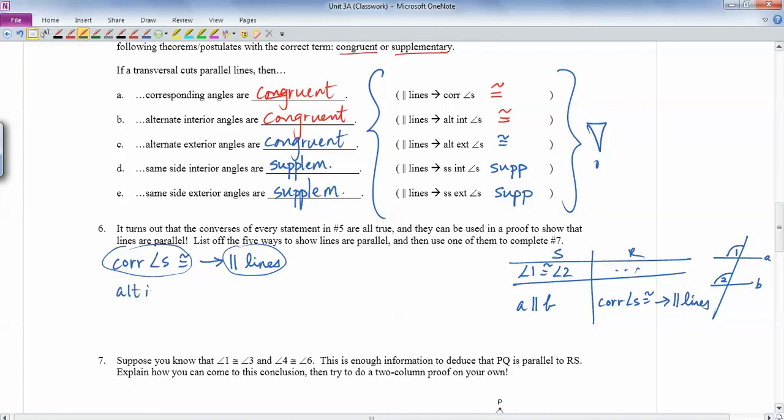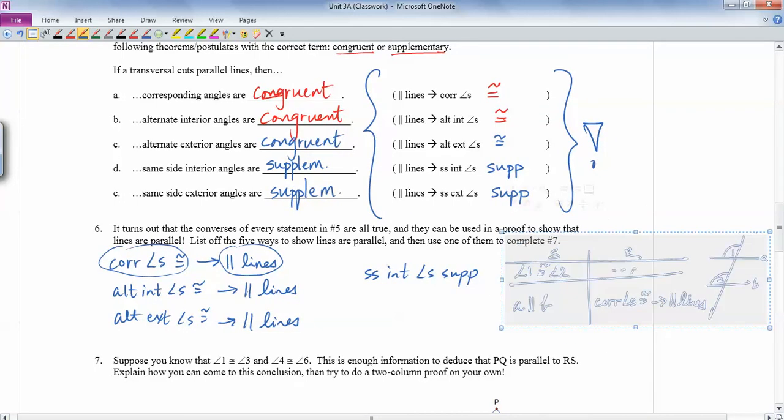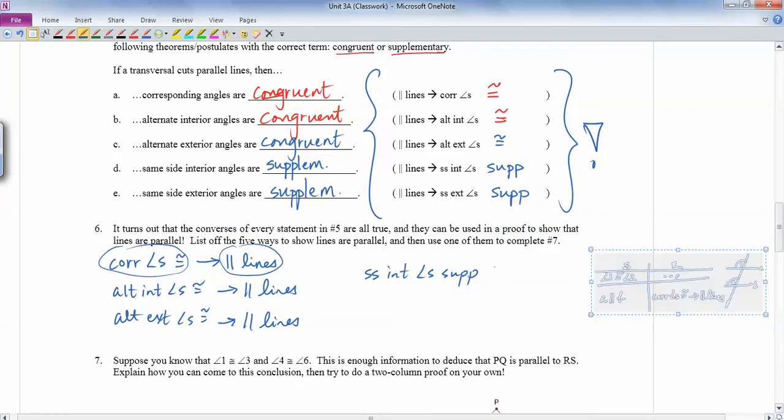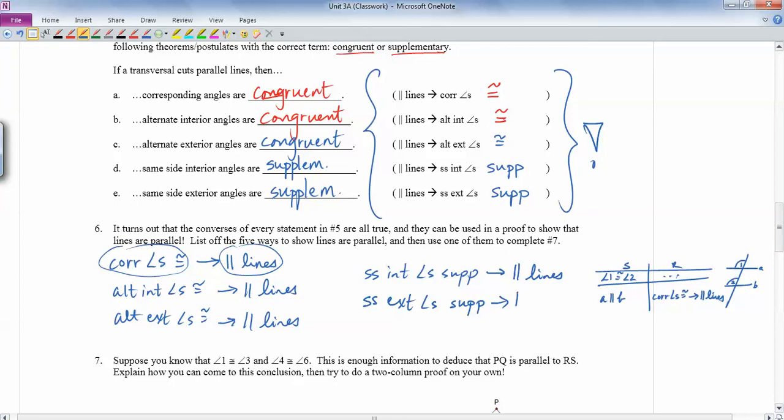Alternate interior angles that are congruent will give you parallel lines. Alternate exterior angles that are congruent give you parallel lines. And then there are the 2 more: same side interior angles that are supplementary give you parallel lines. And same side exterior angles that are supplementary give you parallel lines.